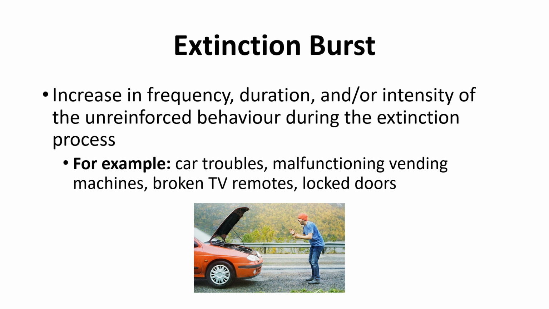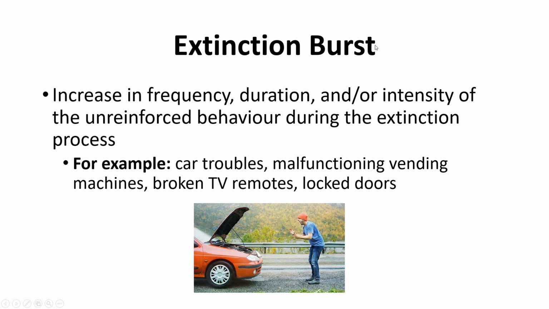Now, when extinction first starts, when your reinforcer is no longer following a particular behavior, there are three broad categories of things that may initially occur. The first of these is an extinction burst, which we're going to talk about in just a second. We can also see the occurrence of novel behaviors or the occurrence of emotional outbursts, but we'll come to those two in just a second.